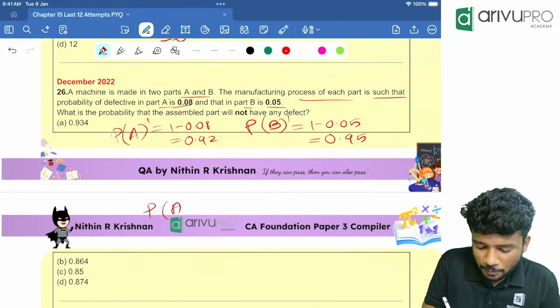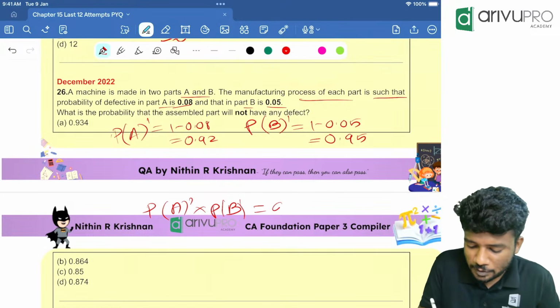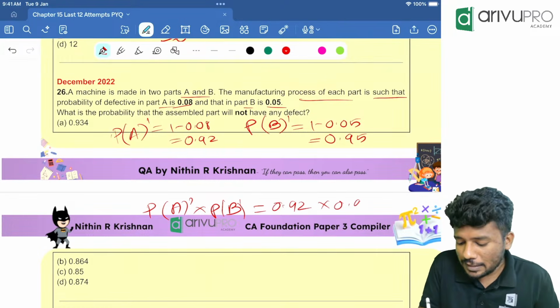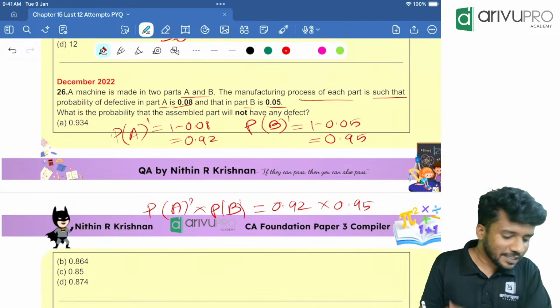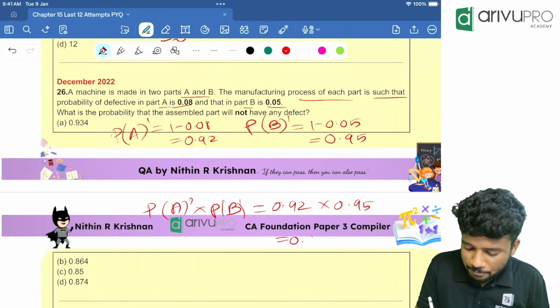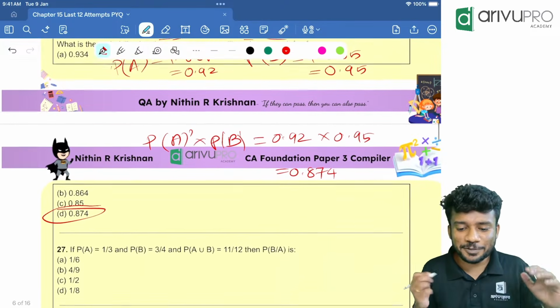Next one. So we need to take these independent events and write. The answer is P of A complement into P of B complement, which is nothing but 0.92 into 0.95. We have solved it multiple times. Again, I am solving it. So the answer is 0.874. Option D is your answer. One of the very good questions.